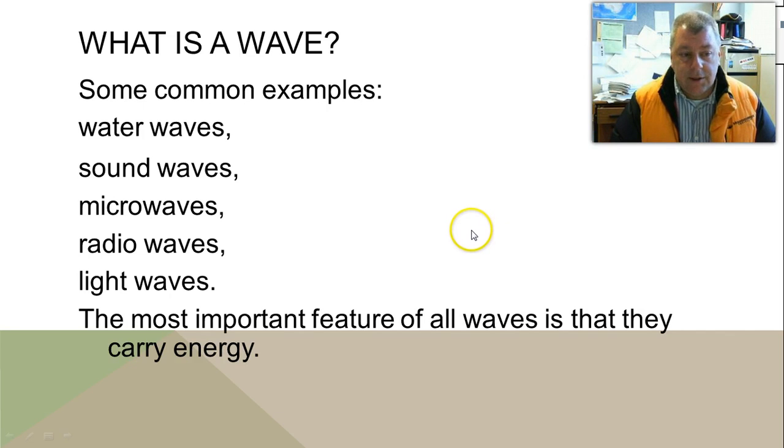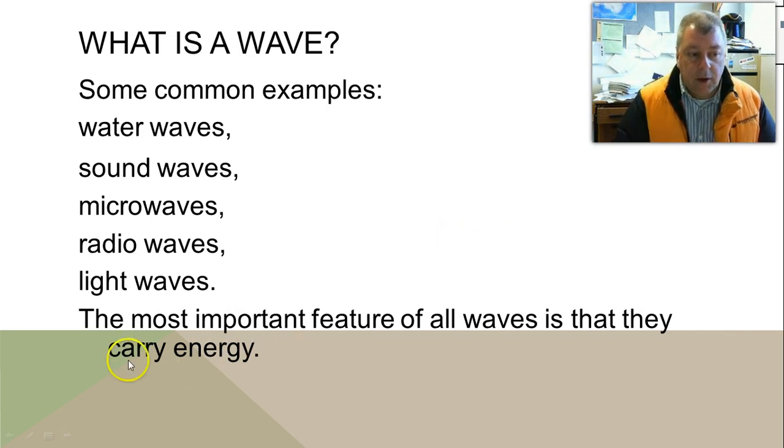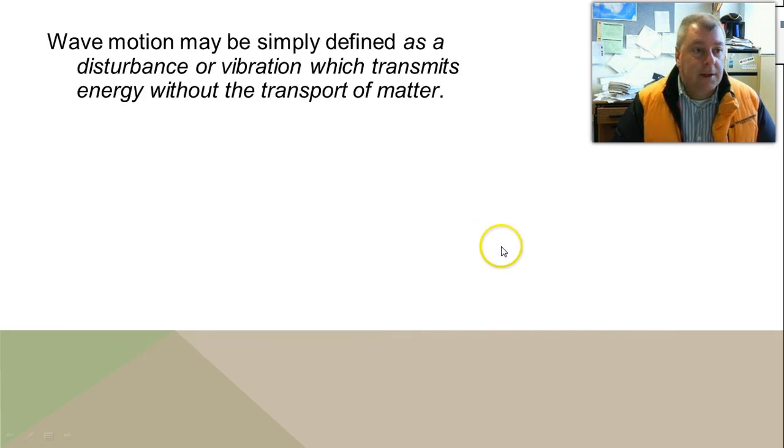So the characteristic of all these is that they all carry energy, and that's one of the parts of the definition of a wave, something that can transmit energy. Another way of defining it is a disturbance or vibration that transmits energy without the transport of matter. So no physical mass has to be transferred, but energy can be transferred. And that's how, for example, you can hear: the energy of sound is being transferred through a medium from one point to another point, but the medium itself, the air in this case, is not actually moving between point A and point B. It is moving, but it's not moving between point A and point B.